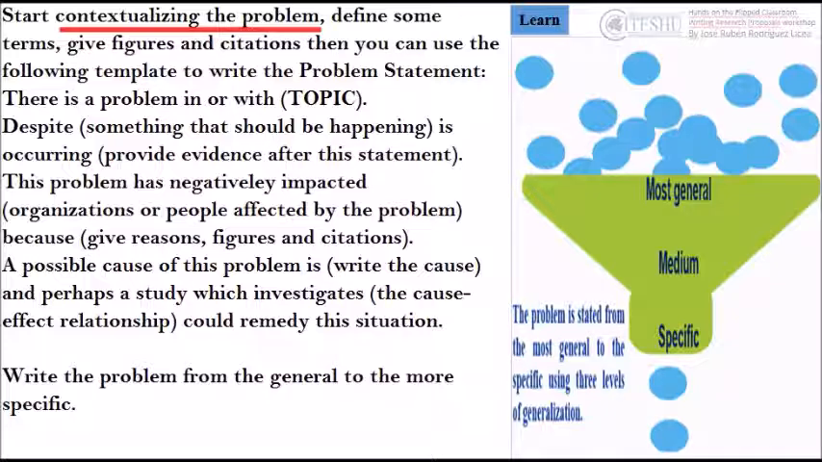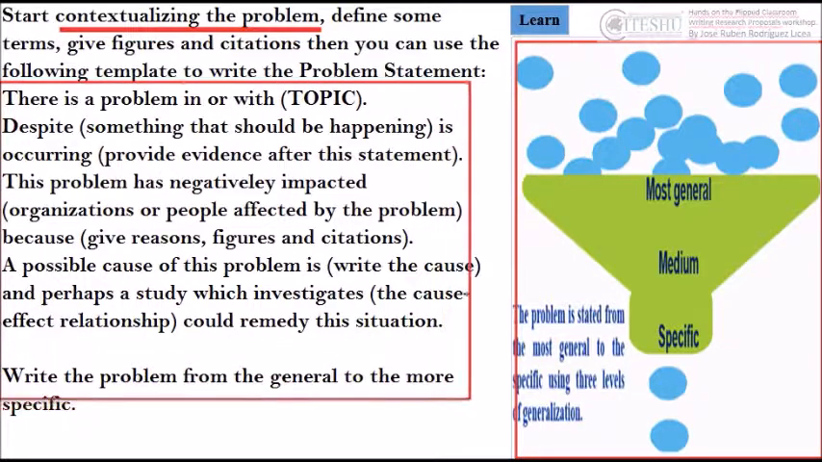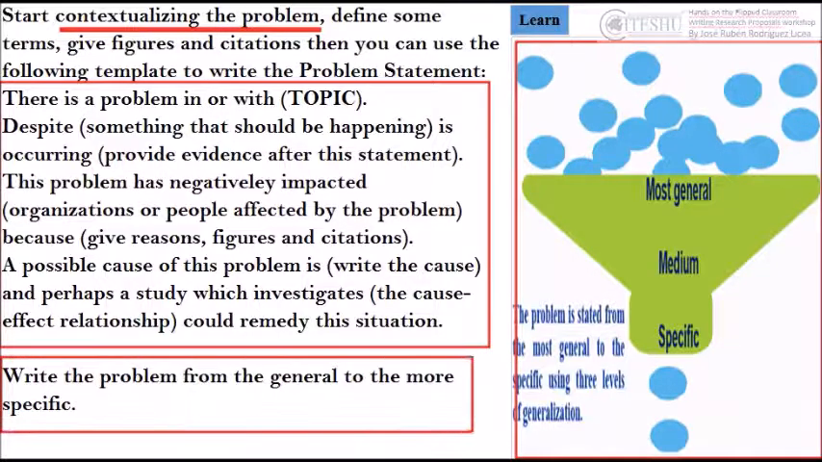Then you can use the following template to write the problem statement. There is a problem in or with topic. Despite something that should be happening is occurring, provide evidence after this statement. This problem has negatively impacted organizations or people affected by the problem, because, give reasons, figures and citations. A possible cause of this problem is, write the cause, and perhaps a study which investigates the cause-effect relationship could remedy this situation. Write the problem from the general to the more specific.